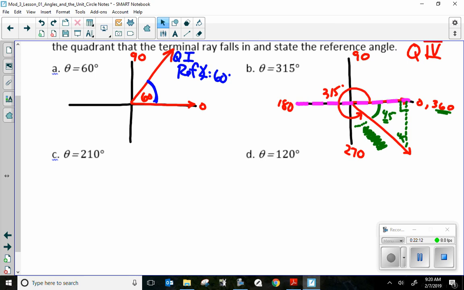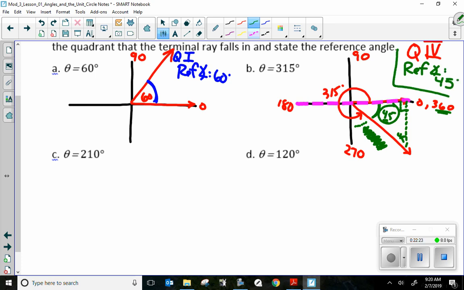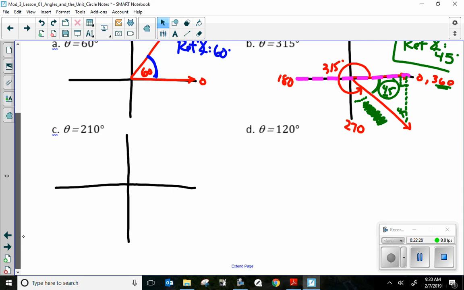Okay, no, I didn't write that. I said the reference angle is 45, but I did not clearly state that. Again, pride in my work. Next is 210 degrees. If you want to do C and D, go ahead, because I'm about to do these now.